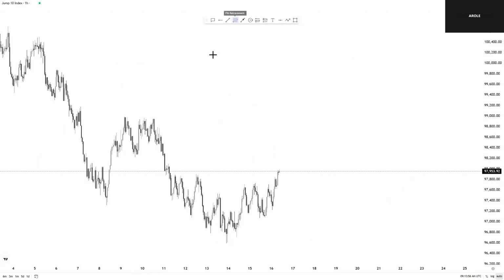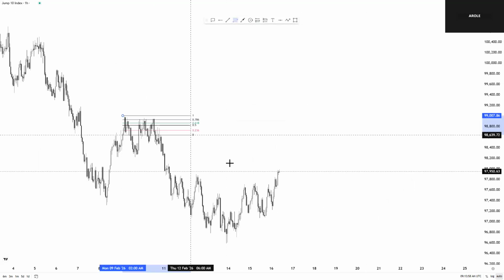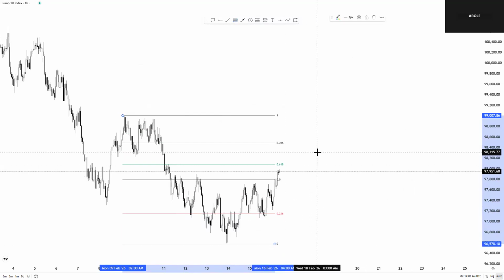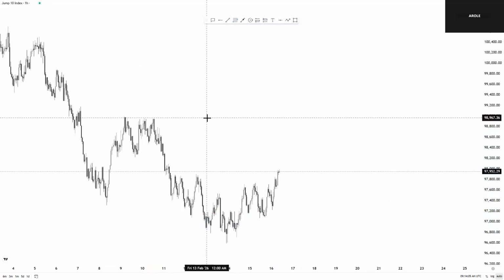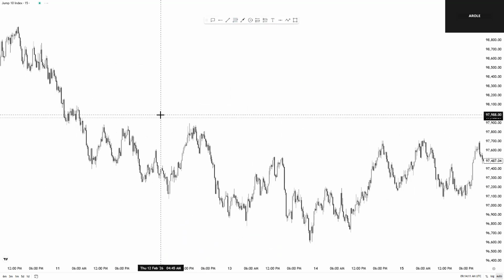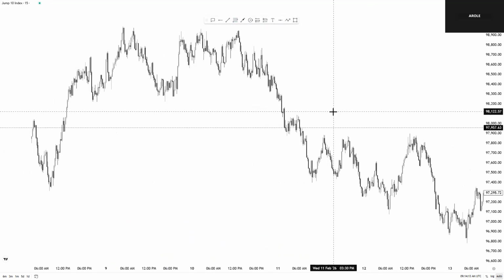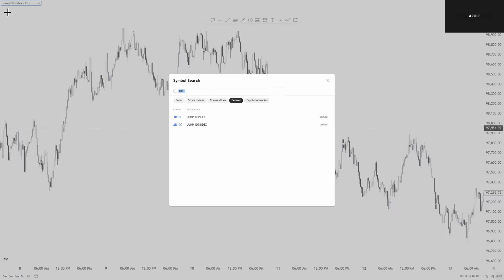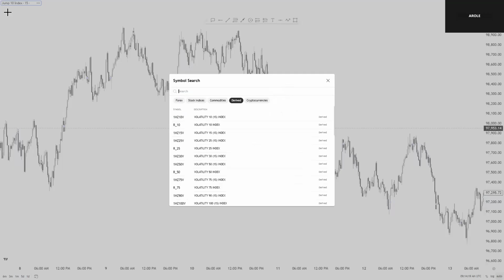So let me see if I can see anything around this zone here. 0.78. No, there's no valid POI here for me. It is not really that clear, so I will not be taking this now. I don't have a clear POI on this particular pair. So let me look for another.